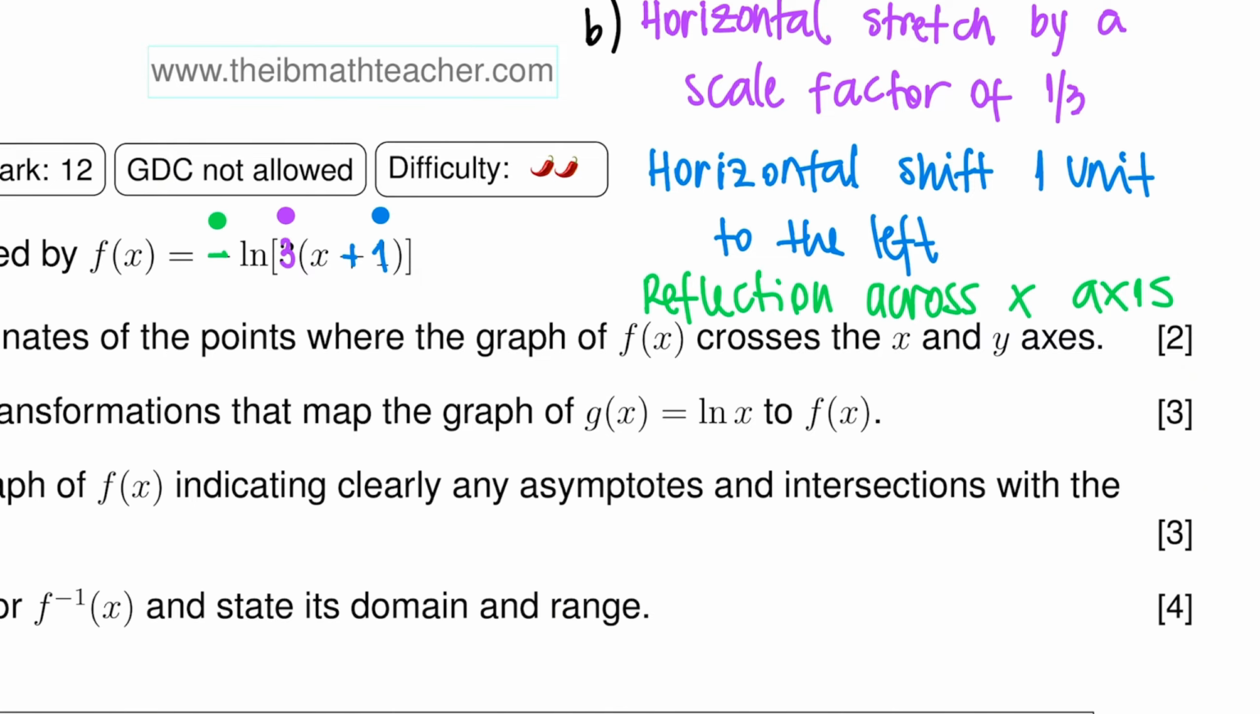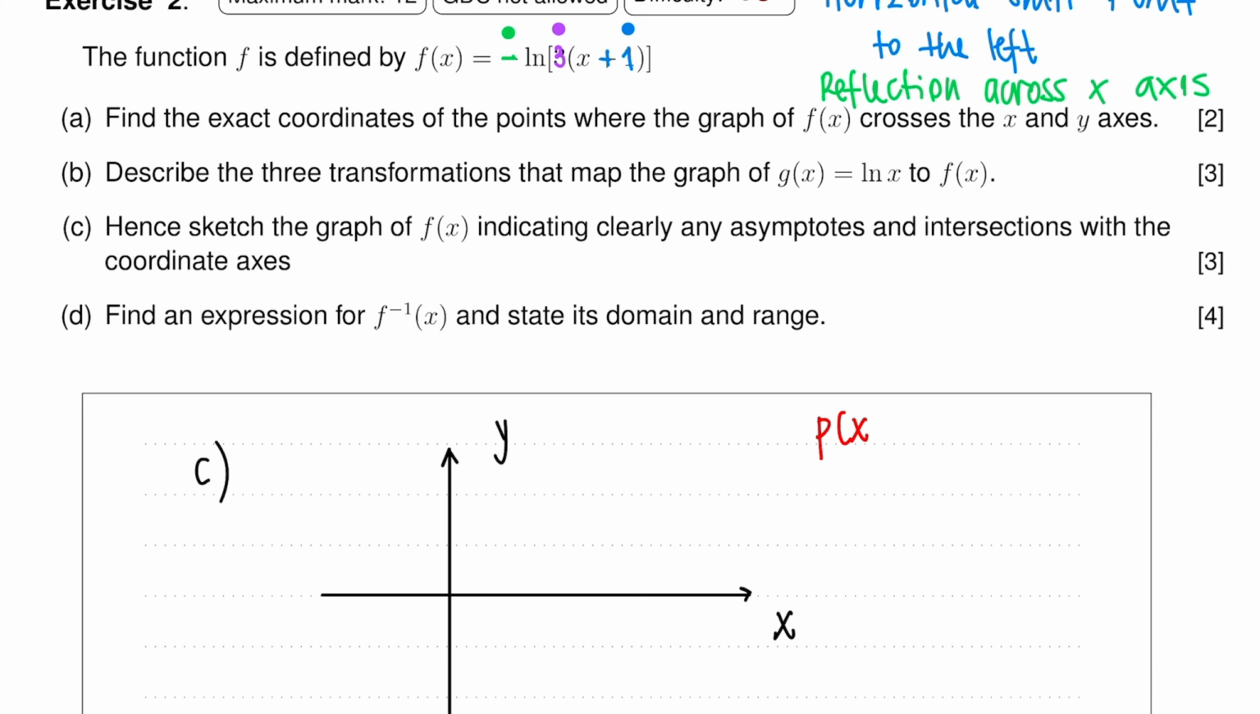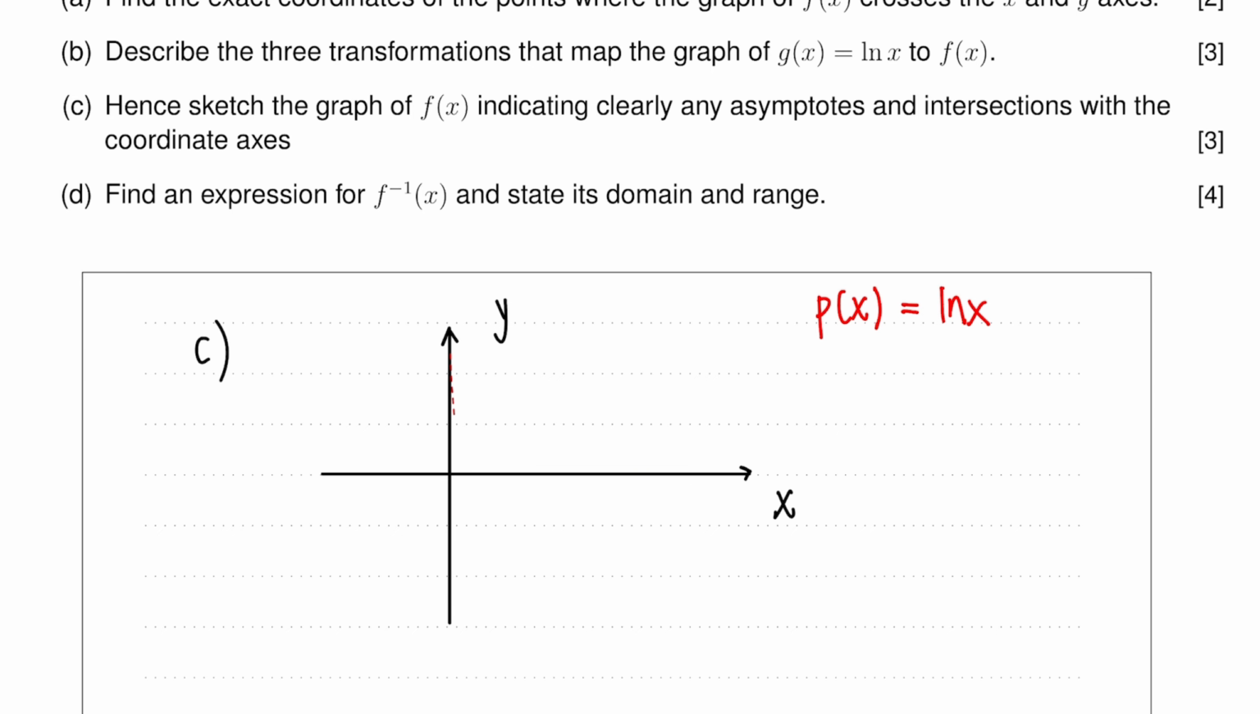The parent function is ln of x. So let's call p of x our parent function, which is ln of x. We're going to start with that. I'm going to draw it using a dotted line, so we have it as a reference. It has a vertical asymptote at x equals 0. And by the way, yes, you should know how the graph of ln of x looks.